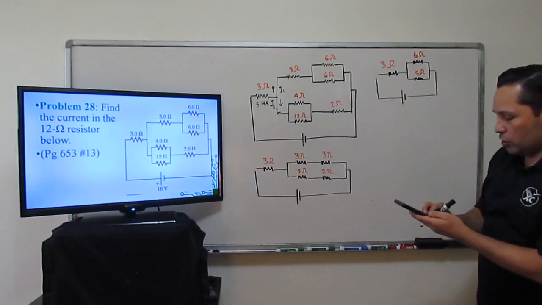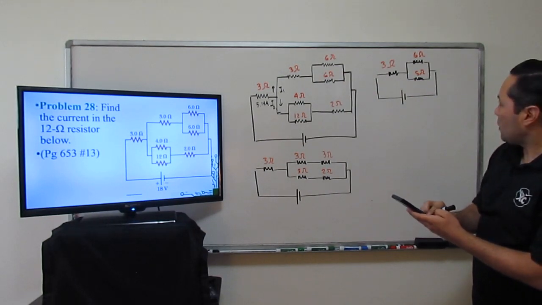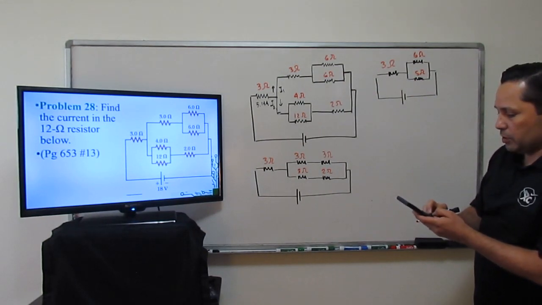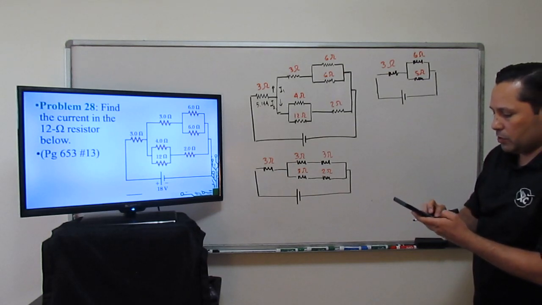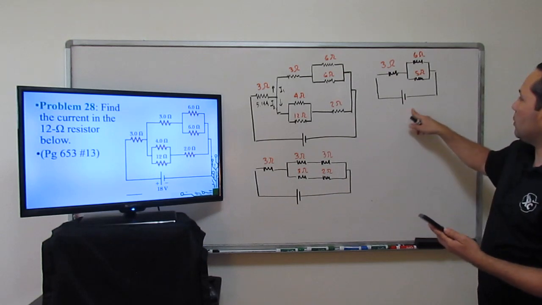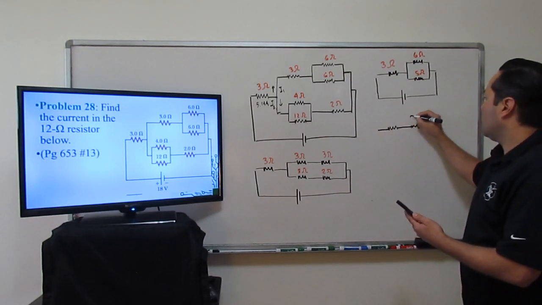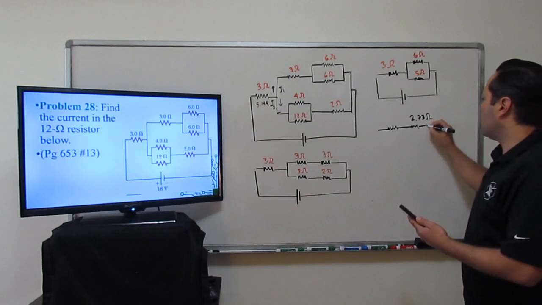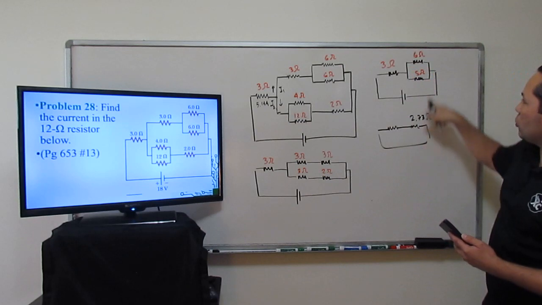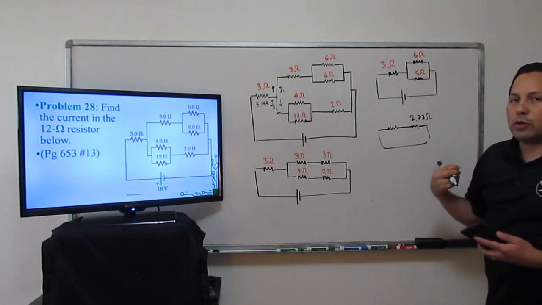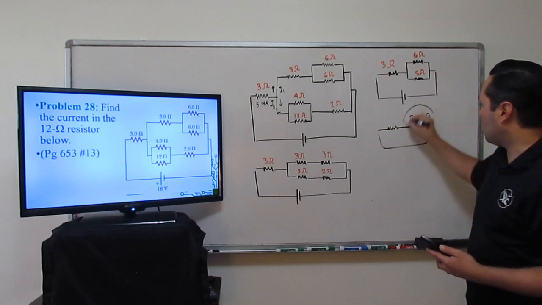The first junction, it was 1 divided by 1 over 5 plus 1 over 6, and the inverse of that was 2.73. So let me put that down again, 2.73 ohms. That's the equivalent resistance going in for this junction. So again, what we're going to do is find the potential difference for this part right here.